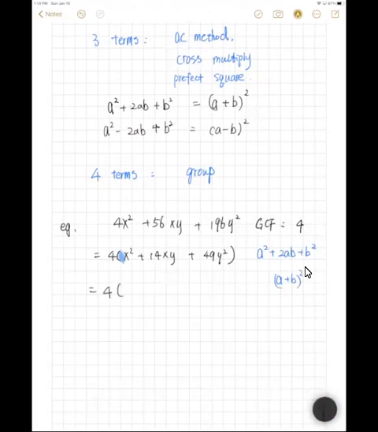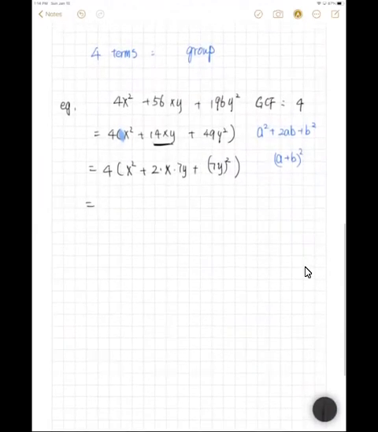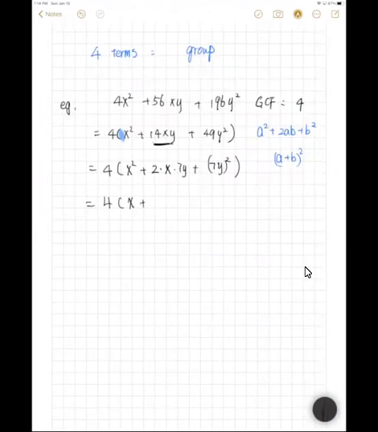So that means I need to rewrite this in terms of a and b. Our a is x. So 14xy divided by 2x is equal to what? 7y, which is our b. And then 49y squared is equal to 7y squared. So now we have found our a and b. So this is equal to 4 times x plus 7y squared.